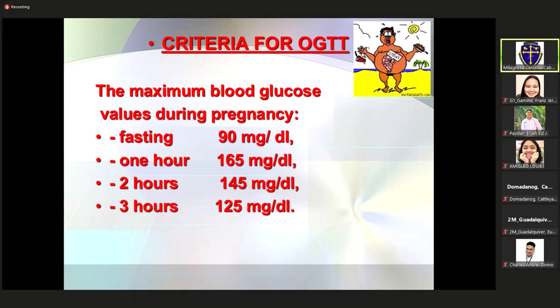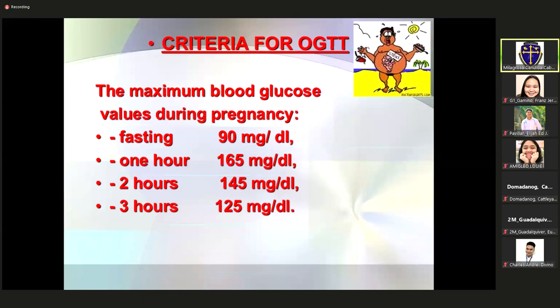Ito yung sinasabi ko kanina, guys. Mag-FBS ka, mag-fasting ka pagkagabi. In the morning, mga 6 o'clock, kukunan ka ng dugo. Then kung naiihi ka, as well as kukunin ang ihi mo, just to check for the presence of sugar in your urine. And of course, your sugar level fasting.